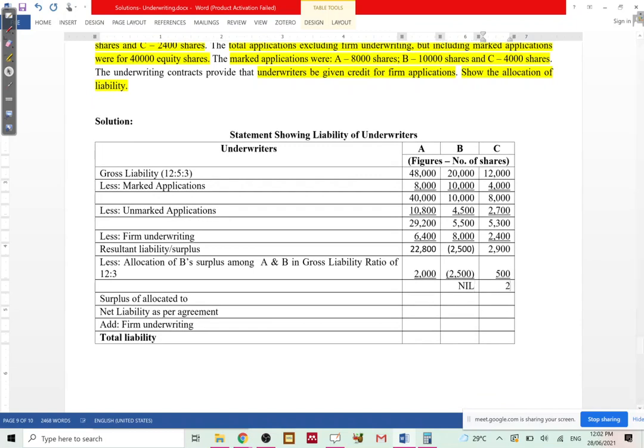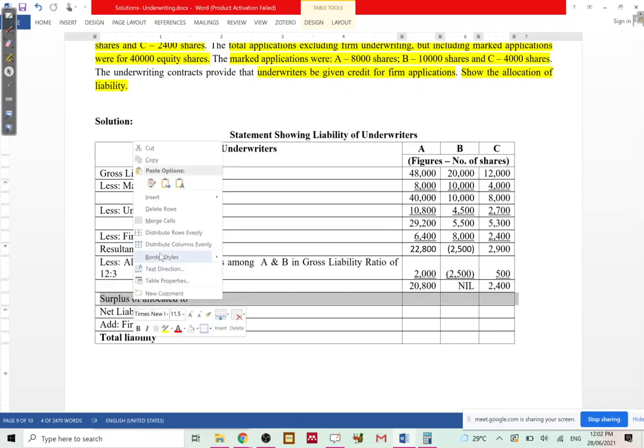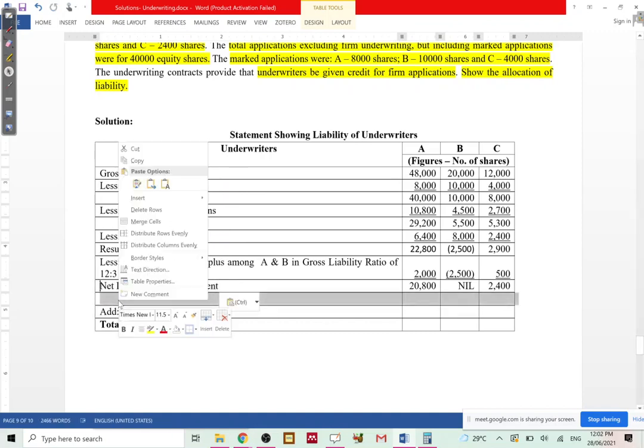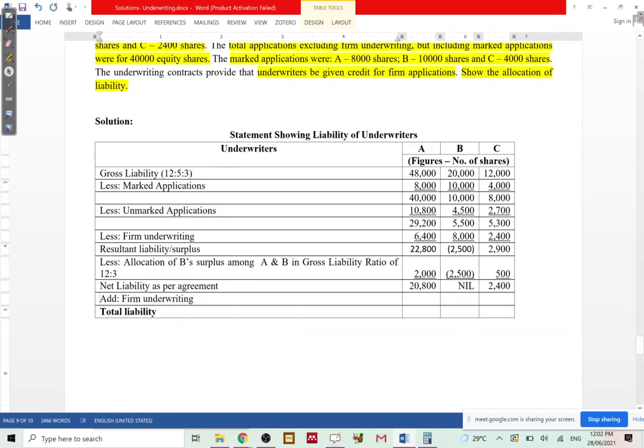How much we get here? Get the balances down and see if anybody else still has a surplus, which I don't think is there in this case. 20,800. Fine. So no further surplus is there, and this itself, 20,800 and 2,400, becomes the net liability as per agreement. Fine. And to this we once more need to add firm underwriting just to get an idea of the total liability. It doesn't really make much of a difference, but we see what is the total liability of these underwriters.